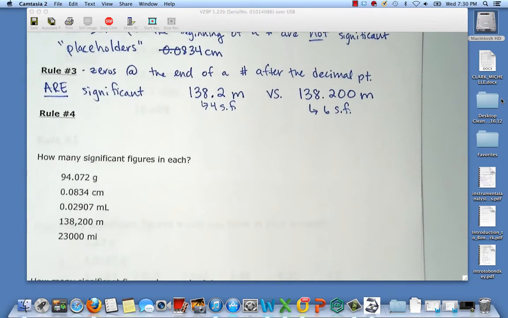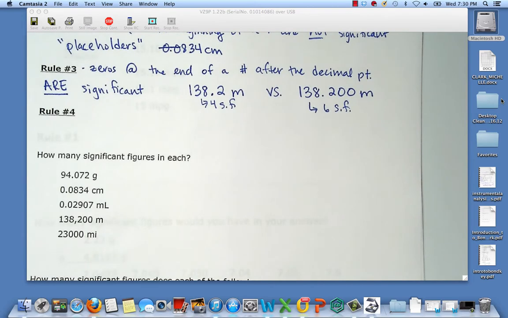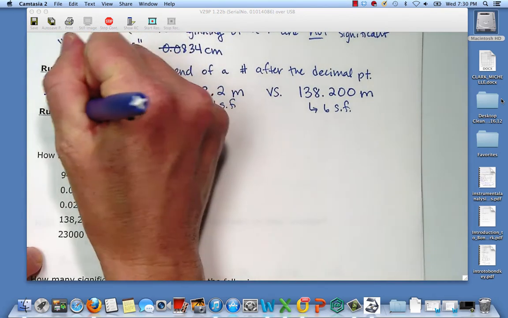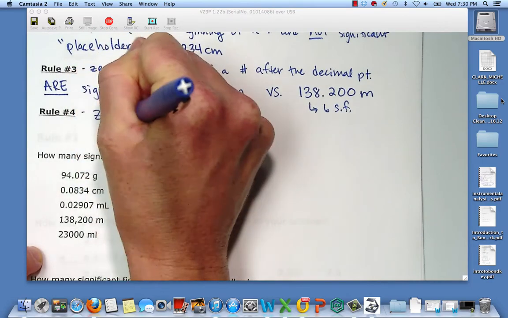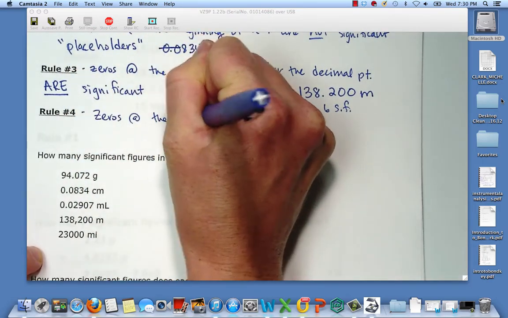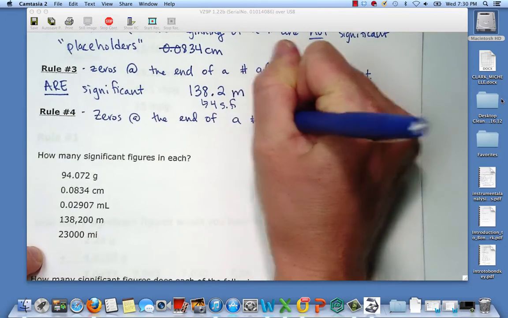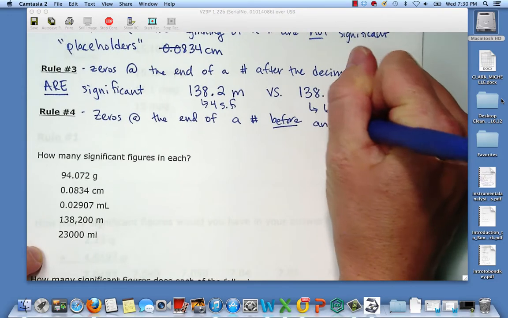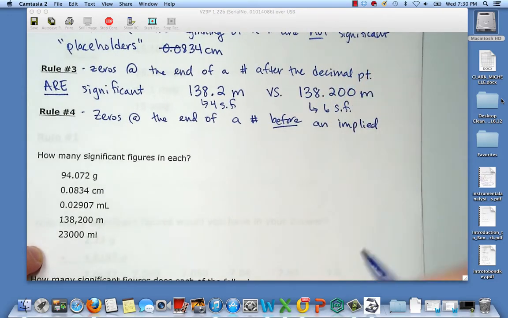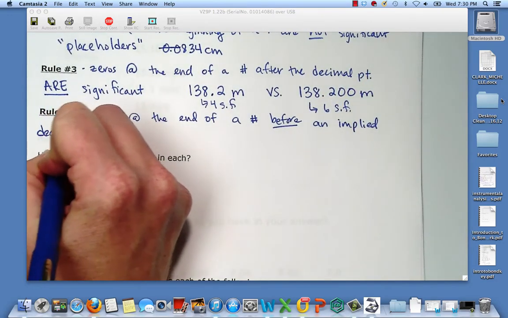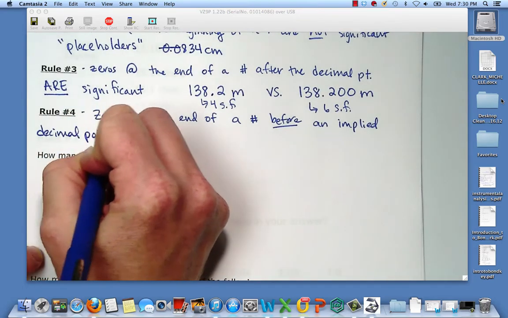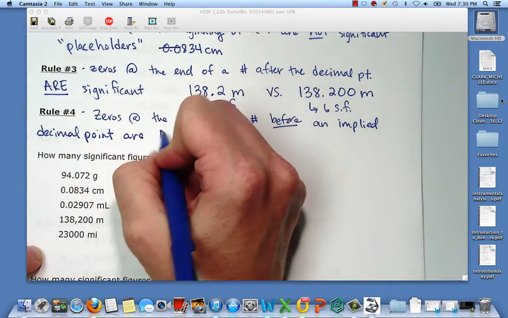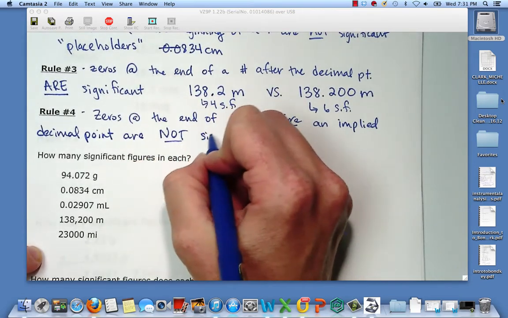And the last rule has to do with the implied decimal point. Zeros at the end of a number before an implied decimal point are not significant. So zeros at the end of a number before an implied decimal point are not significant.